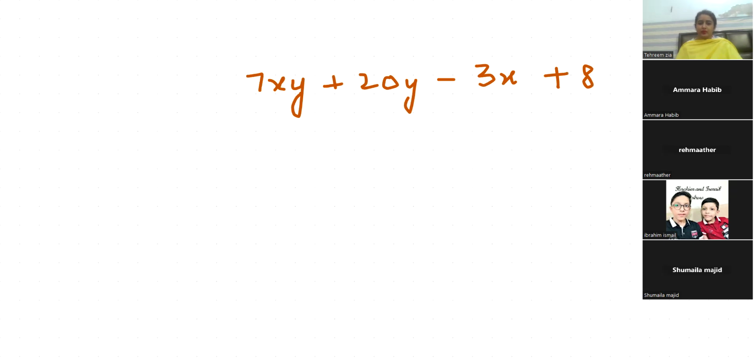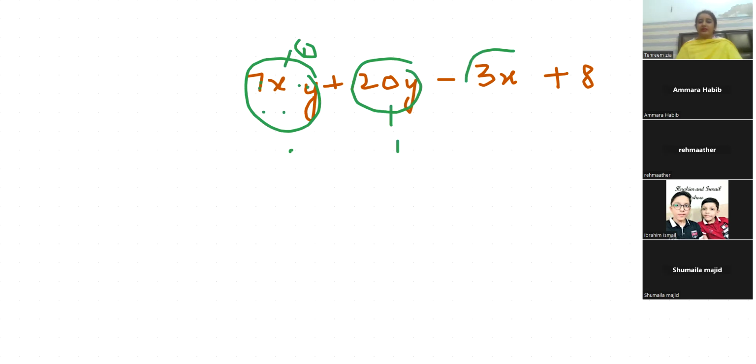Okay, how many terms? 4, very good. So there are 4 terms. See, this is term number 1 because all of the operations are multiplications. This is term number 2. This is term number 3 and this is term number 4. So there are a total of 4 terms.